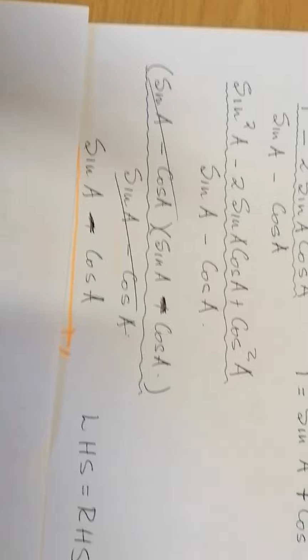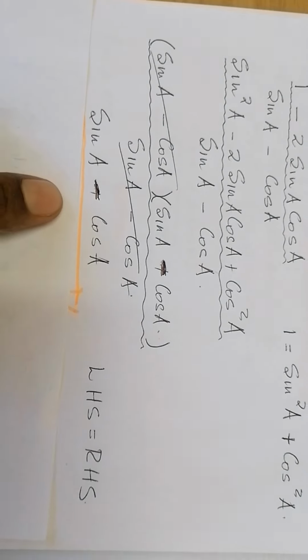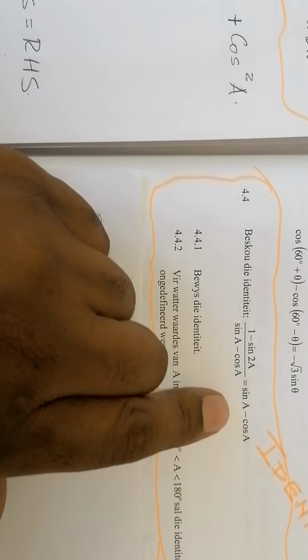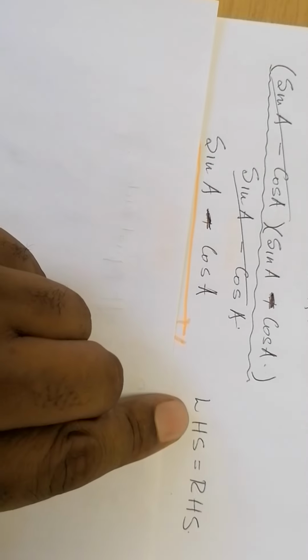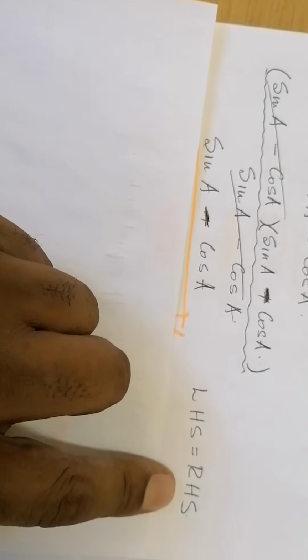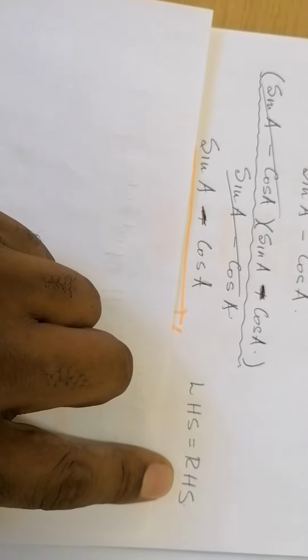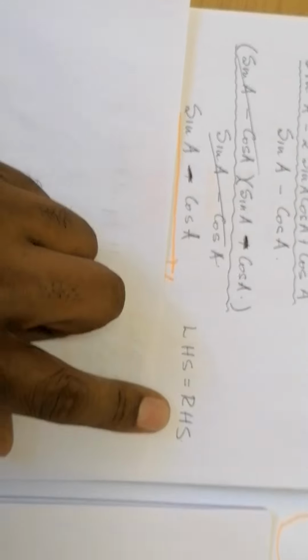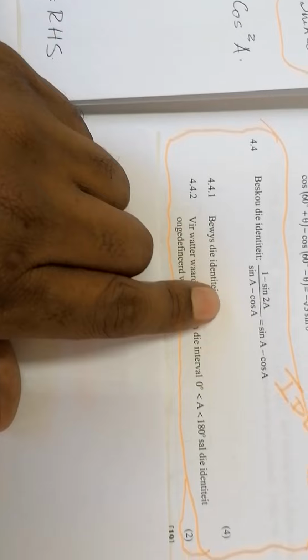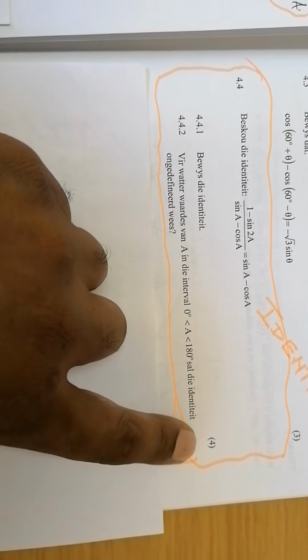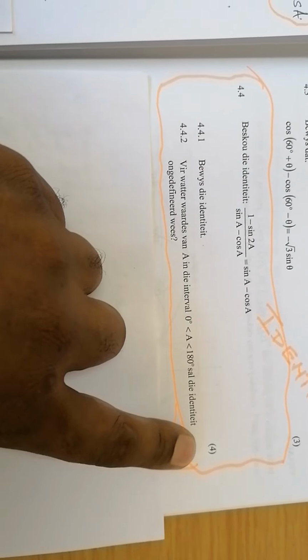Now, if you look at this now, comparing it to that, they are exactly the same. That is why I would say the left-hand side is exactly the same as the right-hand side. We have answered that question. We've got the 4 marks in the bag.